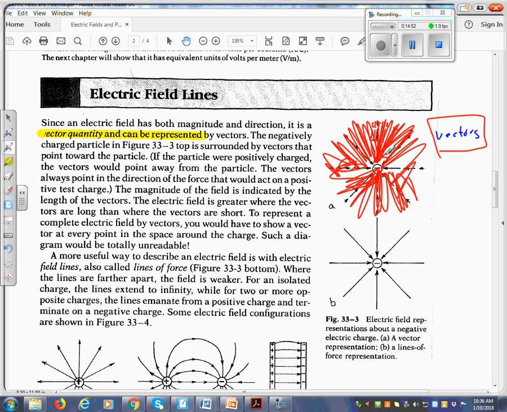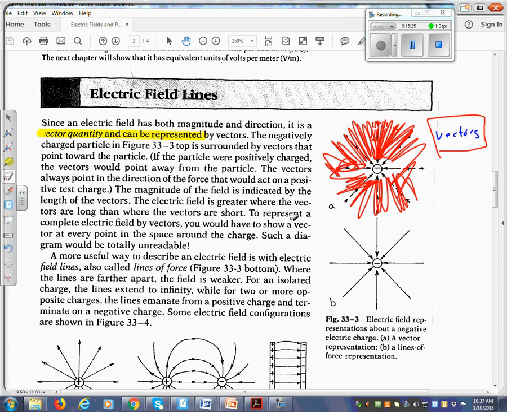What's the original charge on this guy right here? Negative, which is why all the vectors point towards it, because what do I use for my test charge? Positive, so they're all attracted to it, right? If the particle were positively charged, all the vectors would point away from the particle. The vectors always point in the direction of the force that would act on a positive test charge. The magnitude of the field is indicated by the length of the vectors. The electric field is greater where the vectors are long than where the vectors are short.